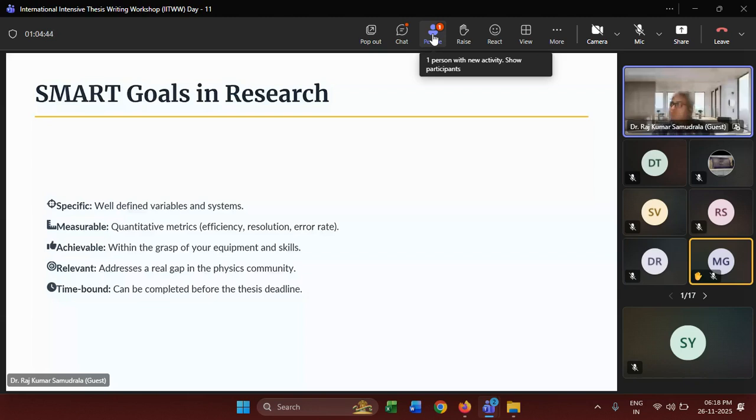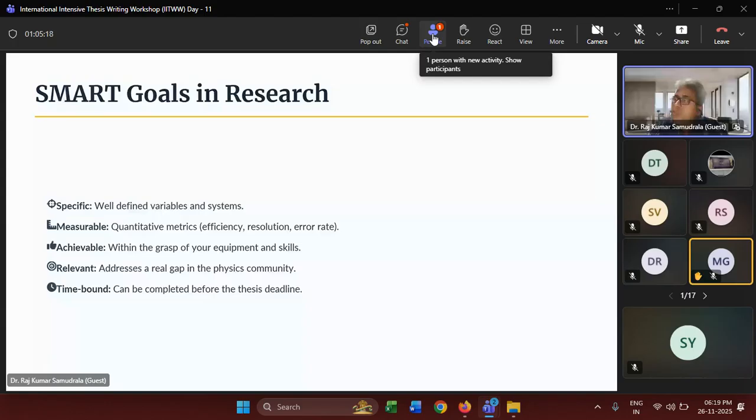For that, if you optimize some materials, then quantitative metrics, efficiency, resolution, or some parameters are required. Error rates should be lower, and whatever the objective, it must be achievable within the grasp of your equipment and skills, and relevant, addressing a real gap in the physics community.